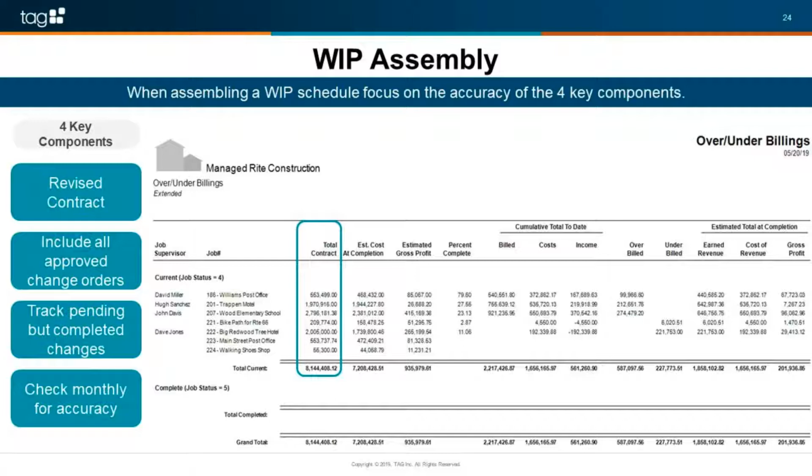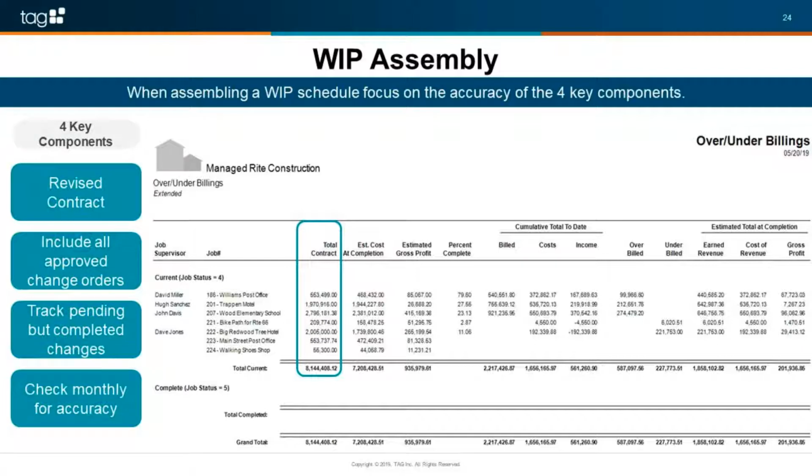Okay, so the first component, which is our total contract, we need to make sure that it is the revised contract. So it's going to include all those approved change orders. It can also include any potential pending change orders, especially if the work has already been completed, right? How much you actually recognize of that pending change order is something you need to discuss internally, because there still is the opportunity that you might not receive that change order as an approved change order.